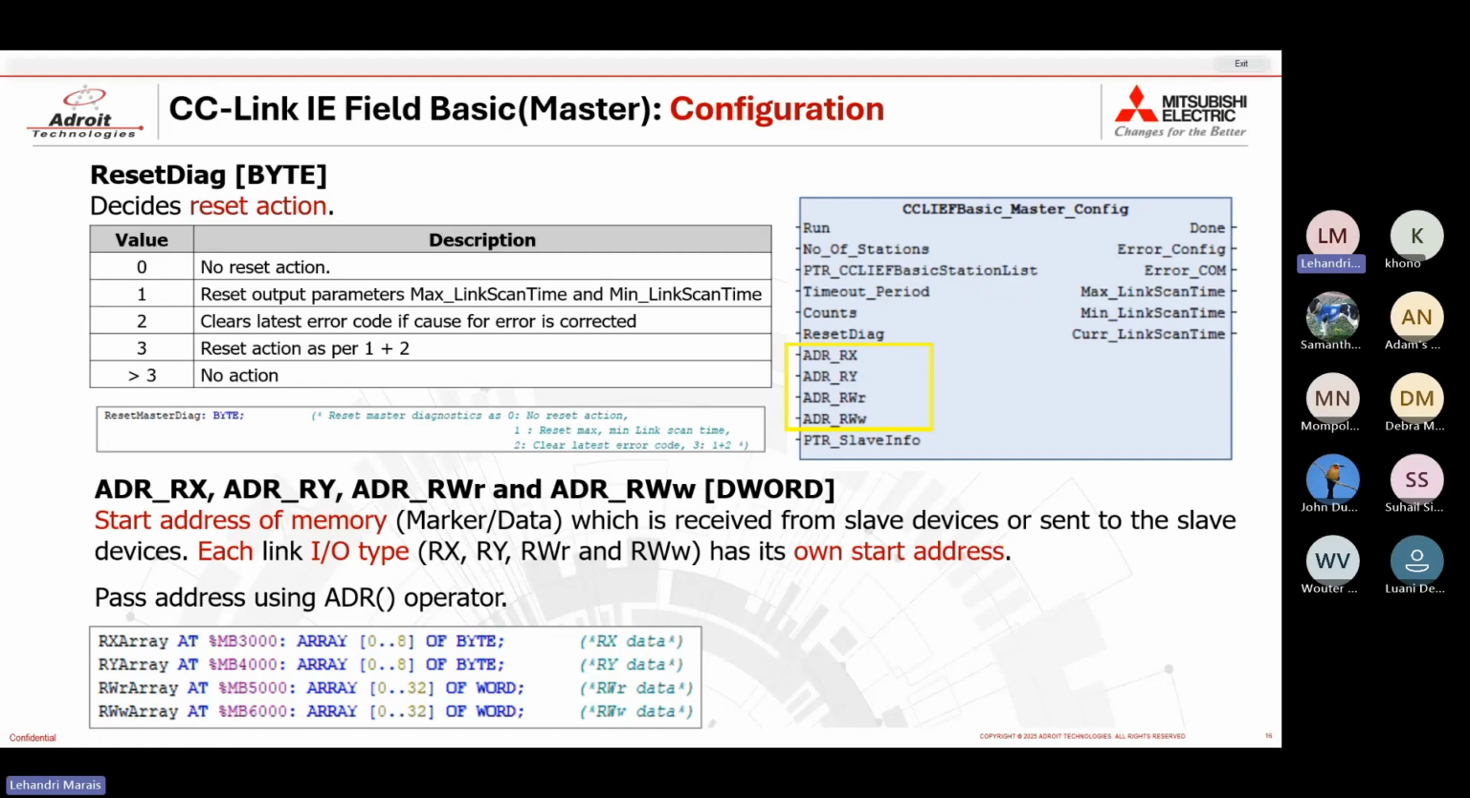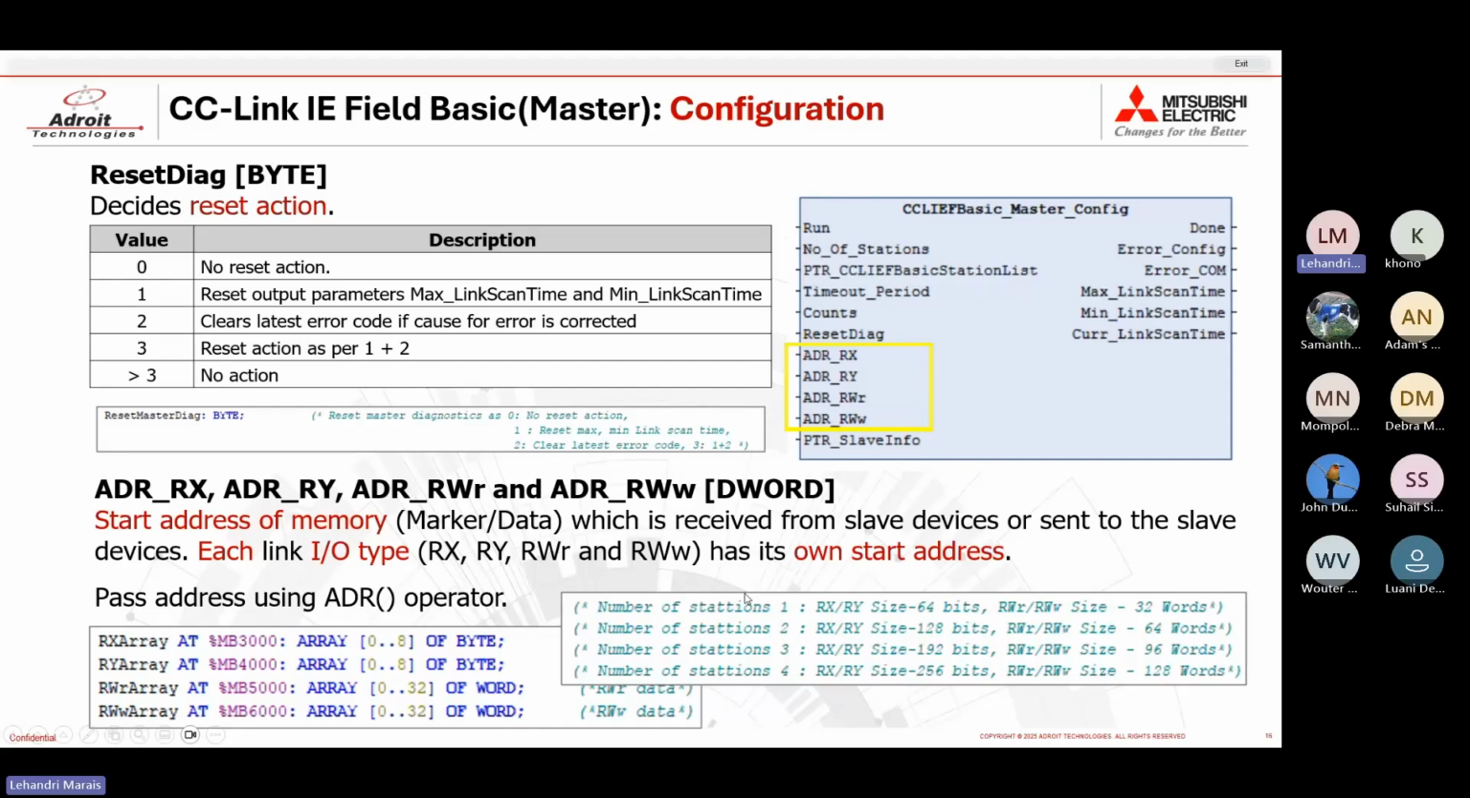You need to set each of these link IO types. So RX, RY, RWR, and RWW each need to have a separate and unique starting address, and you need to keep in mind that this is only the starting address. So if the next starting address is put too close to the previous one, it might overwrite some variables.